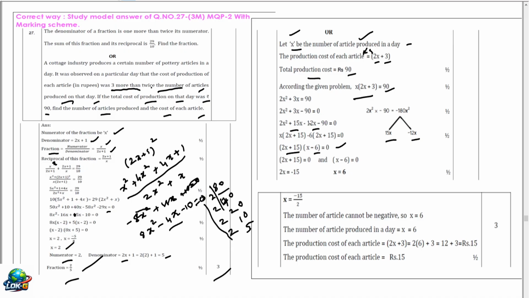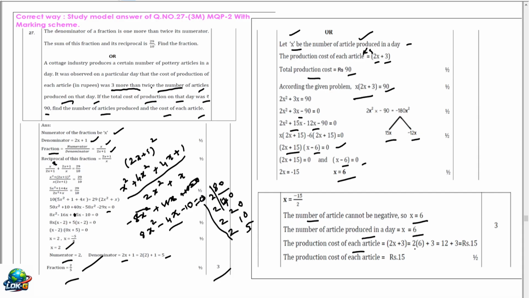Even you can divide by 2. No, you cannot. Okay. You will get the factors as 15 and 12. Right. If you multiply 180 into 2, try for yourself. x minus 6 is equal to 0. You will get x is equal to 6 and x is equal to minus 15 by 2. Therefore, the total number of articles cannot be negative. Therefore, you have to take x is equal to 6. Number of articles produced is x is equal to 6.